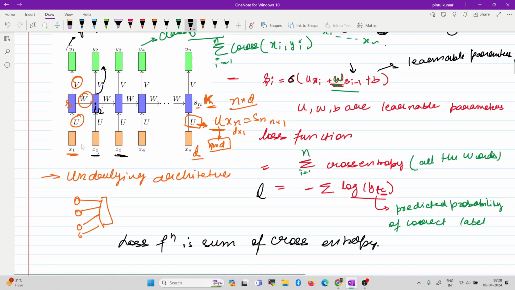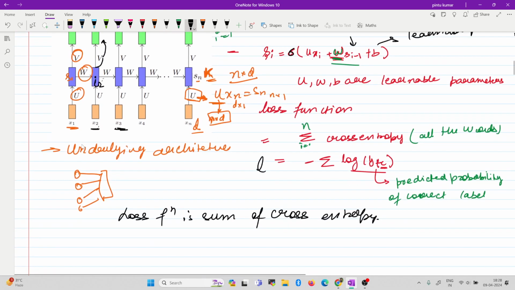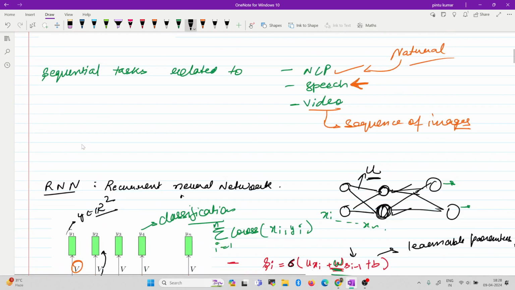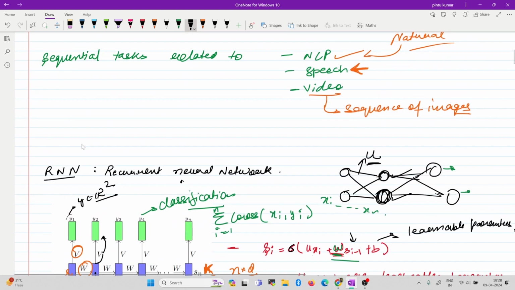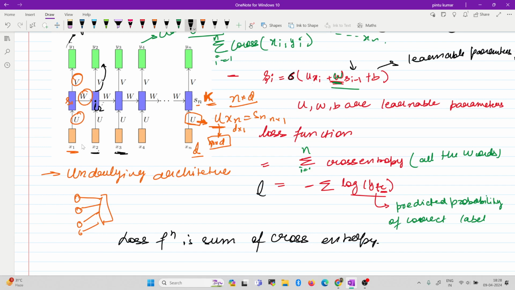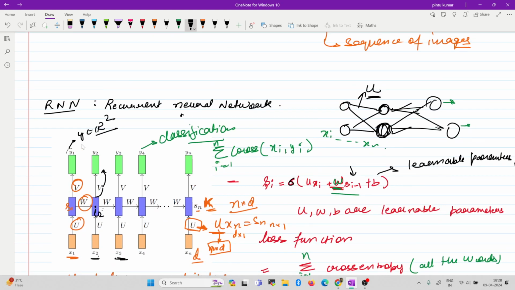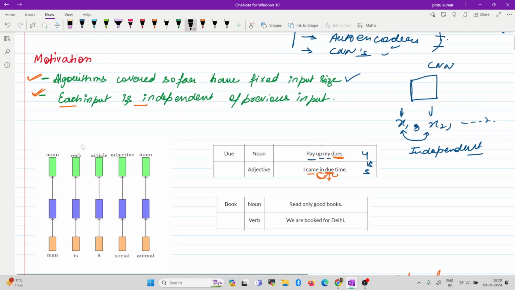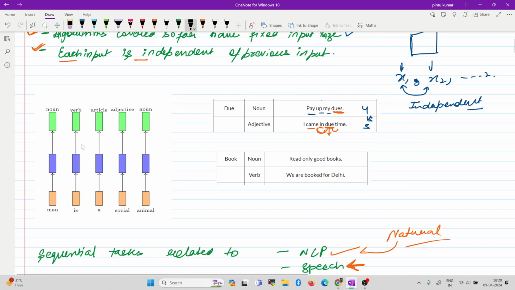Okay, so I have a question for you guys, which was not from the assignment. What I said is, when we motivate this RNN, the main motivation was that we want to tackle data sets which have varying shapes and sizes. So varying size eventually. For example, I want to pass this statement, "read only good books," or "we are booked for Delhi." This has 4 words in it. This has 5 words in it.